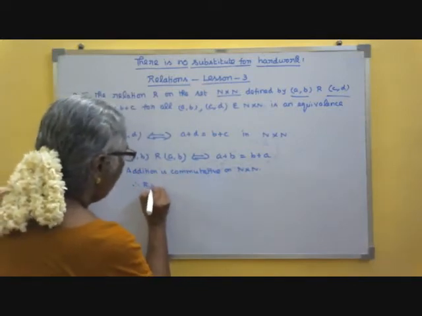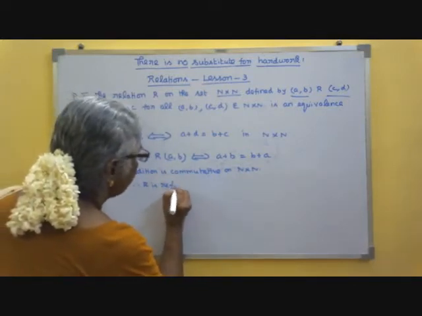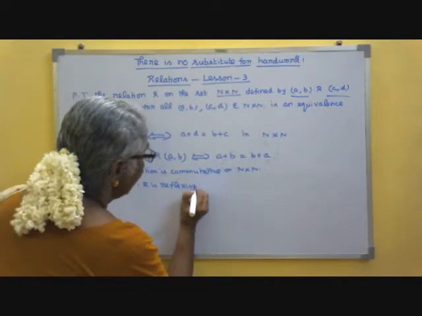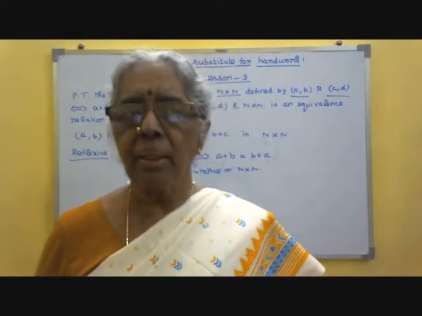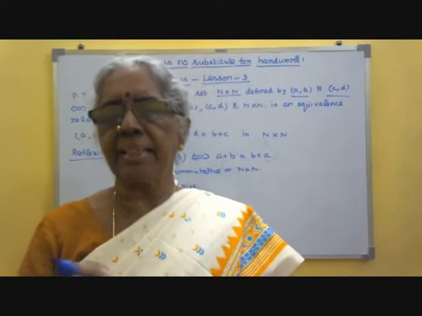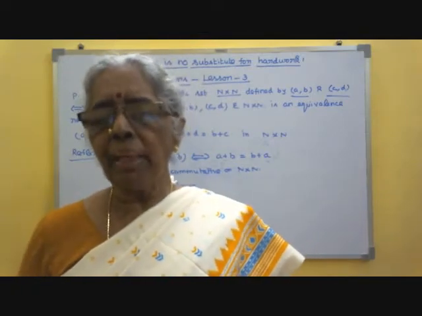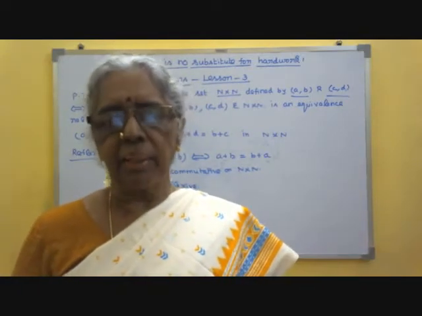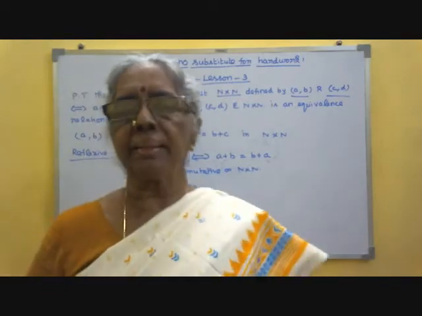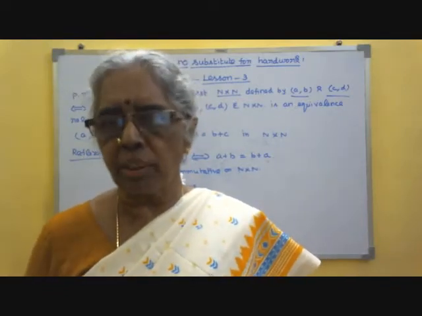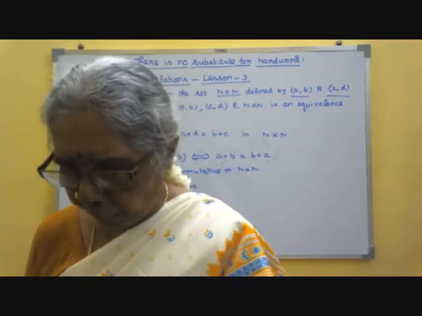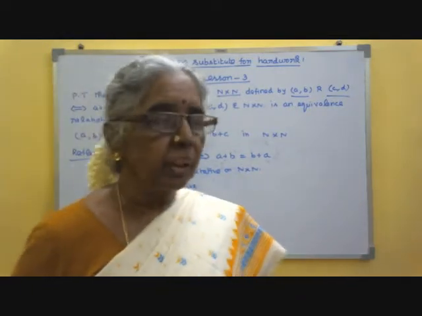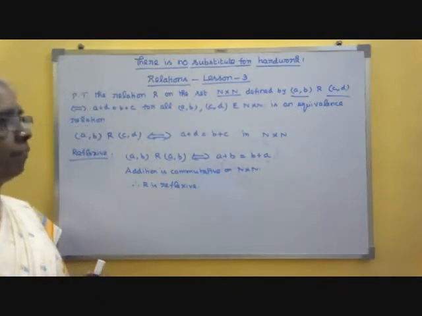Therefore, R is reflexive. Supposing instead of addition you have subtraction, you all know subtraction is not commutative, right? You know commutative means if we change the order, then it will be the same thing. That is when you add 2 plus 3, that is equal to 3 plus 2. So addition is commutative. But 2 minus 3 is not equal to 3 minus 2, right? So subtraction is not commutative. So now you have proved it is reflexive.